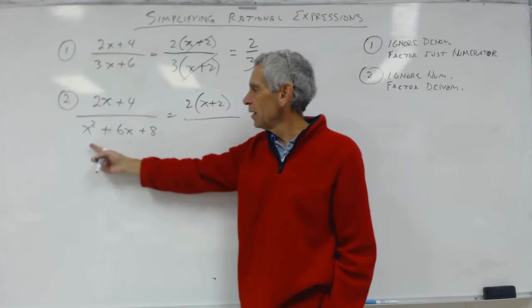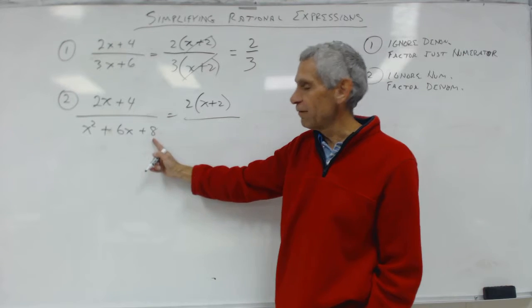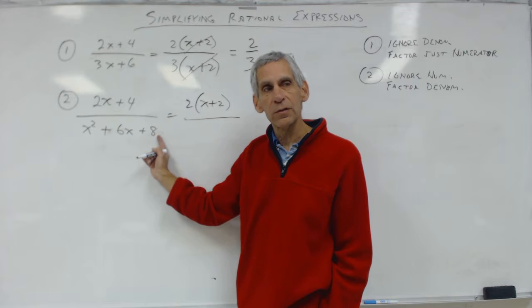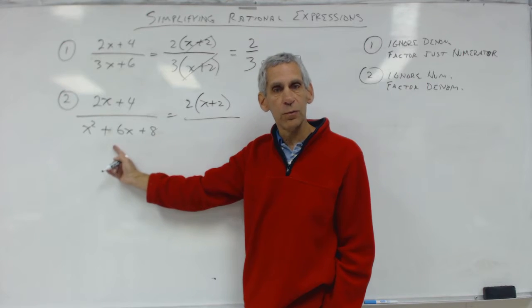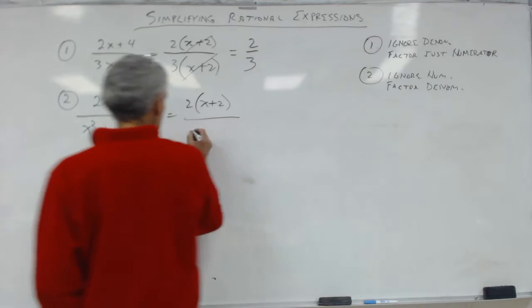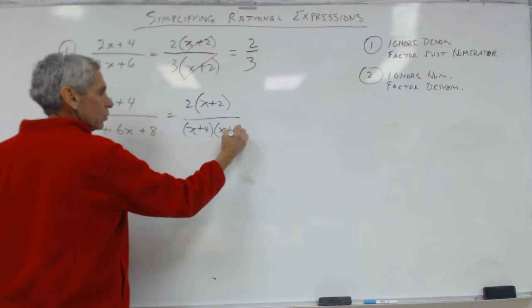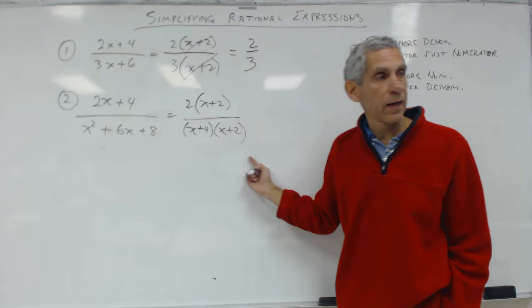And what is my denominator going to be? I've got to find factors of 8 that add to 6. x plus 4, x plus 2. 2 times 4 is 8, 2 plus 4 is 6. Okay, so x plus 4, x plus 2. Everybody agree with that?